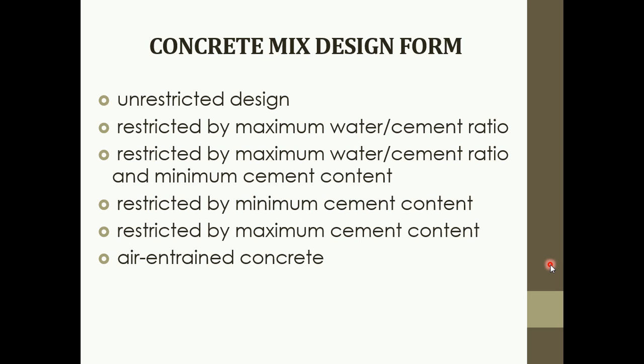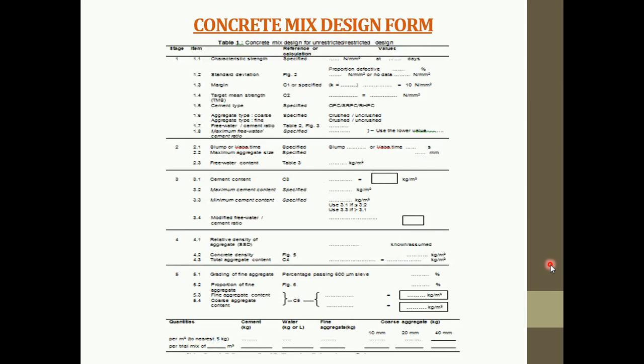For the concrete mix design form, we have unrestricted design, restricted by maximum water over cement ratio, or restricted by maximum water over cement ratio and minimum cement content, and also restricted by minimum cement content, or restricted by maximum cement content, or also air entrained concrete. Okay, so this is a design form for unrestricted or restricted design. This form has 5 stages altogether, so we are going to look into each stage.